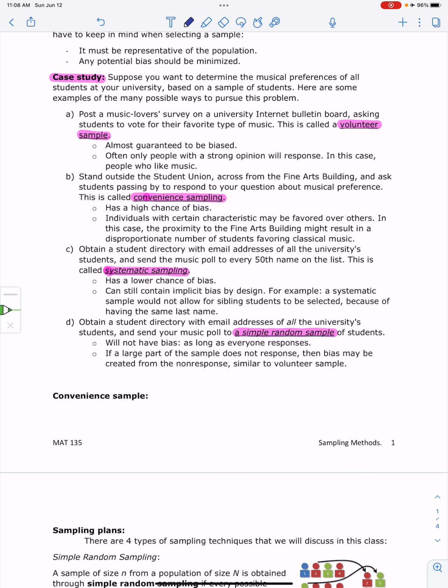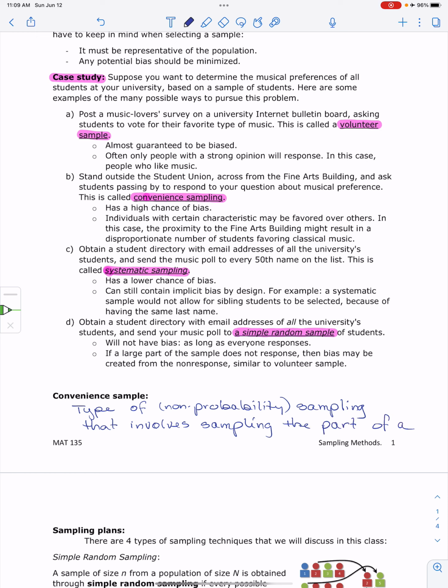So we're going to start with our convenience sample. A convenience sample is a type of non-probability sampling that involves sampling part of a population that is easily accessible.